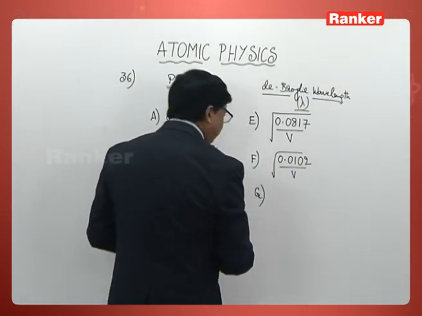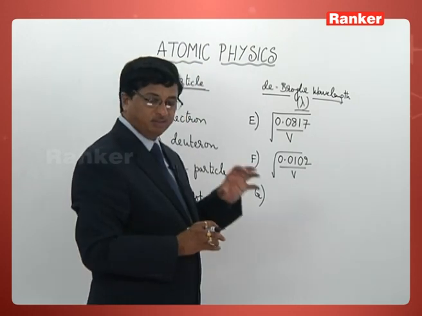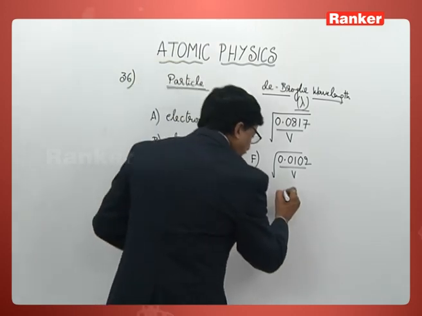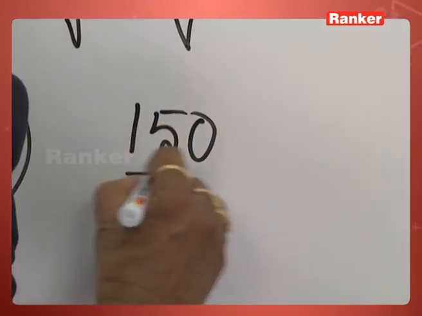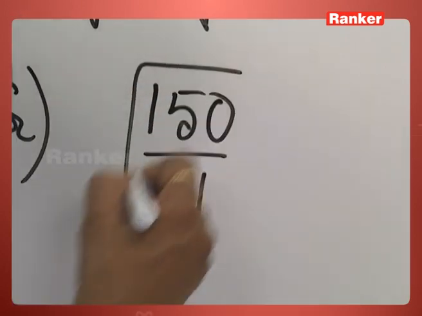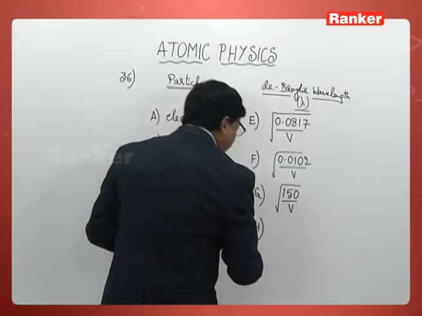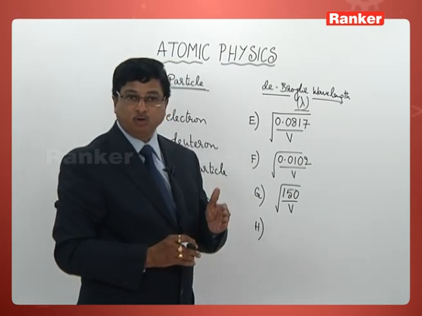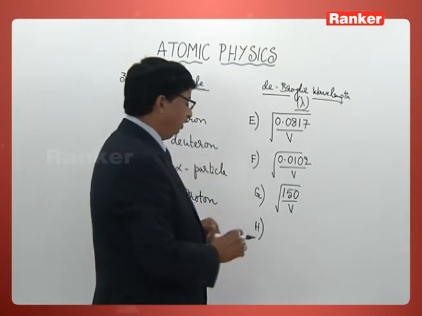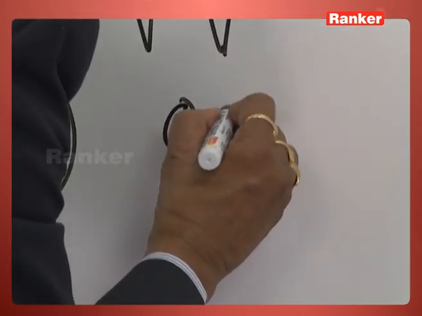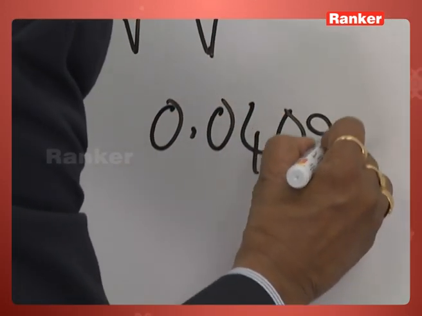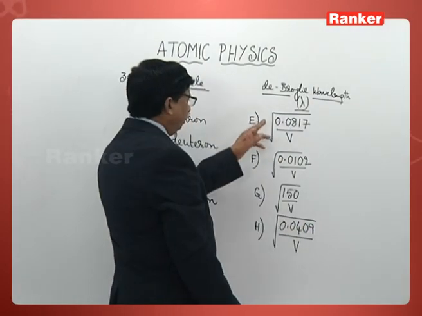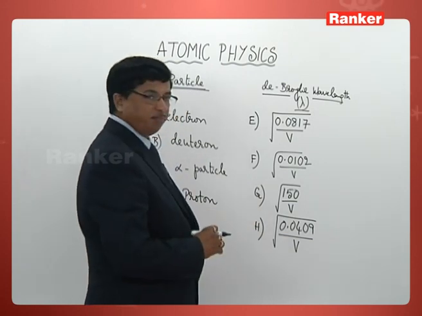The next one he has given you is G. He gave a value 150 by V, 150 divided by V whole under root. And the last one is given as H: 0.0409 divided by V, this under root. These are the four values given.